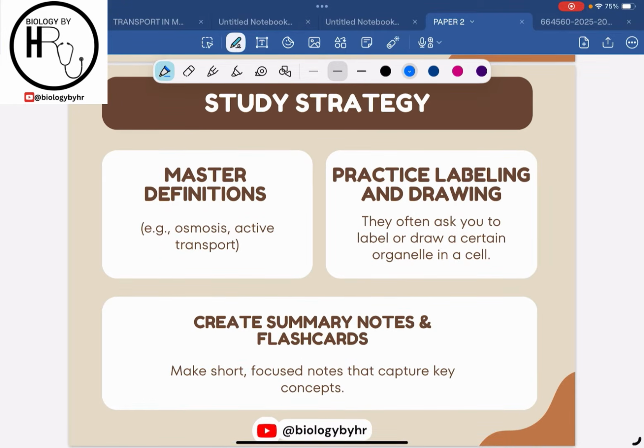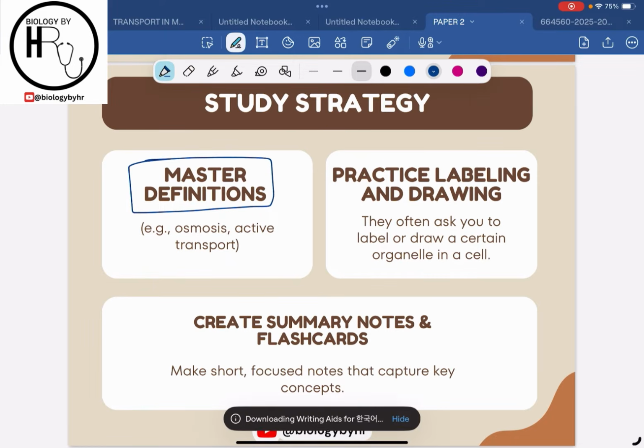So when you are preparing for your paper 2, first of all, the first advice from my side would be that you should master the definitions. Now what does it mean by mastering the definition? Mastering the definition means that you don't just have to memorize the definitions. What you have to do is understand what the terms actually mean. Once you understand what the term actually means, then you are going to apply it in different contexts.